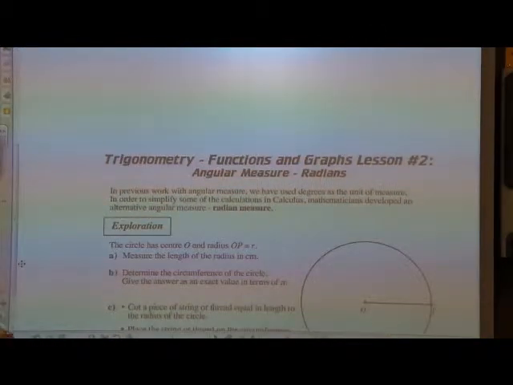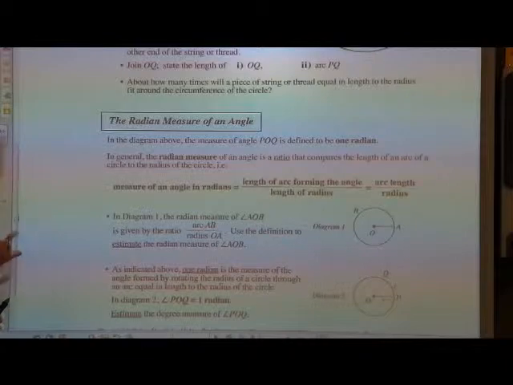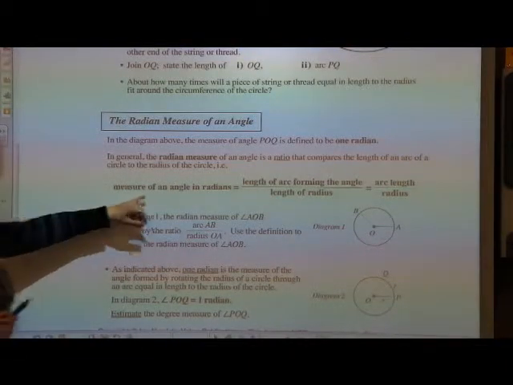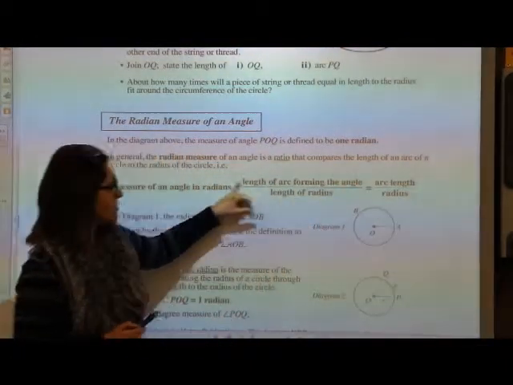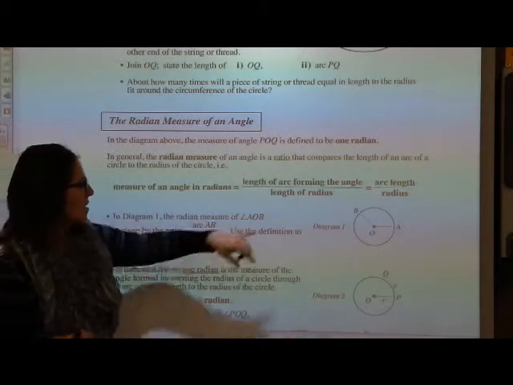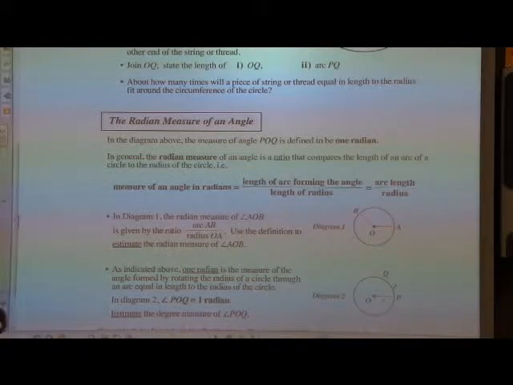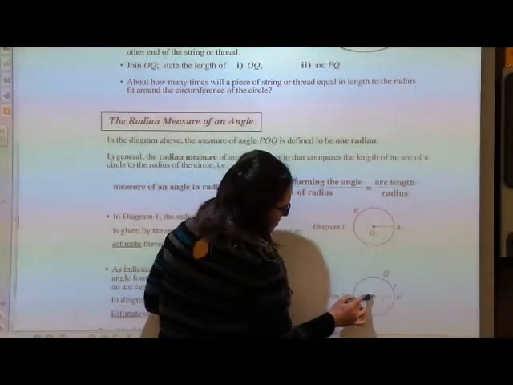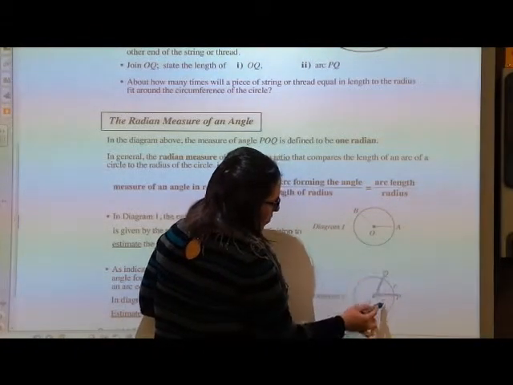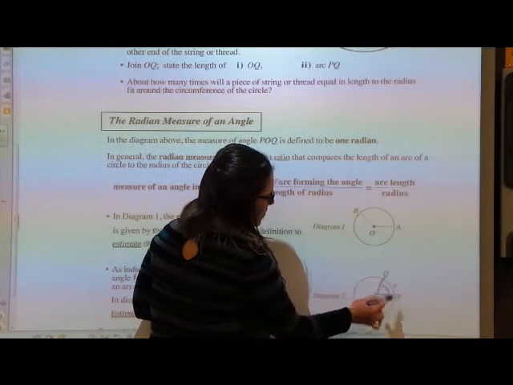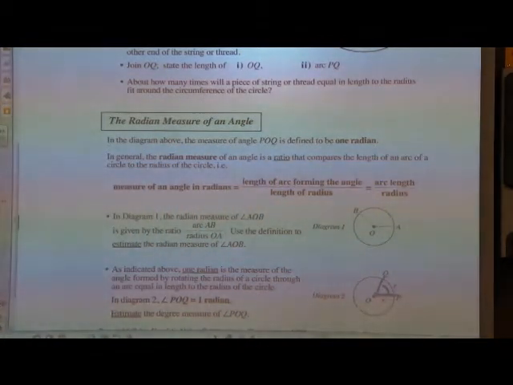So if we look, the radian measure of an angle is the length of the arc that forms the angle, or in other words, arc length divided by the length of the radius. So this is the picture that shows that down here. Where the radiuses are the same, this would be considered 1 radian measure.